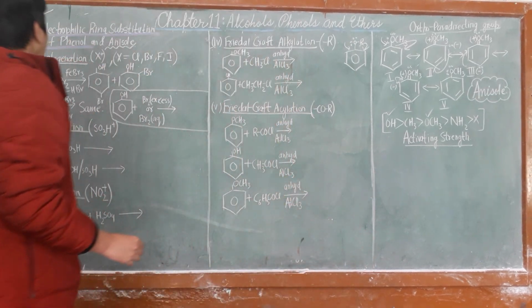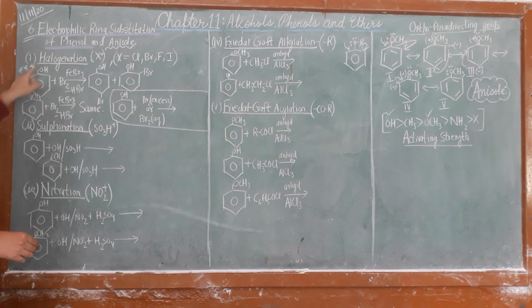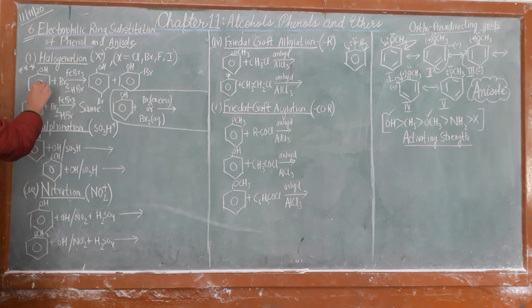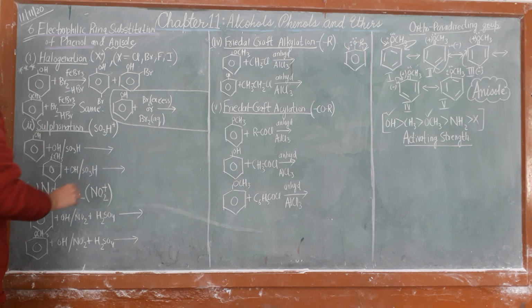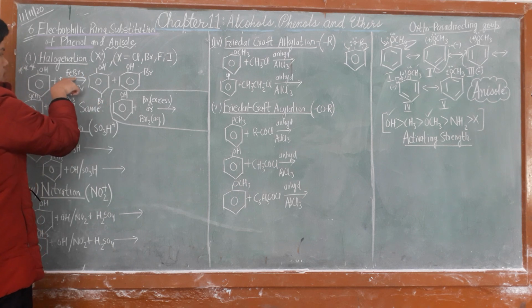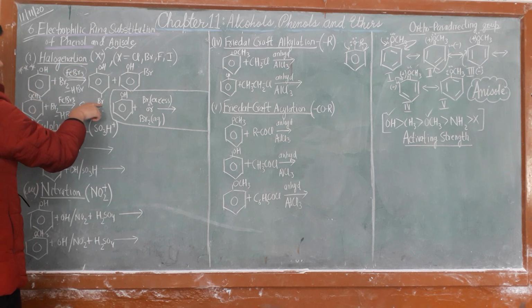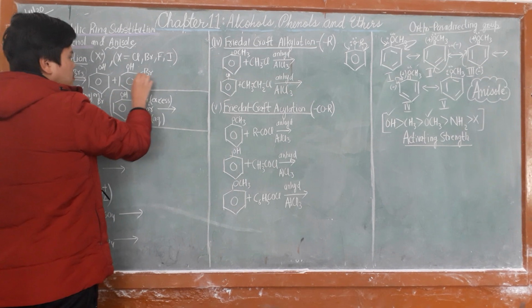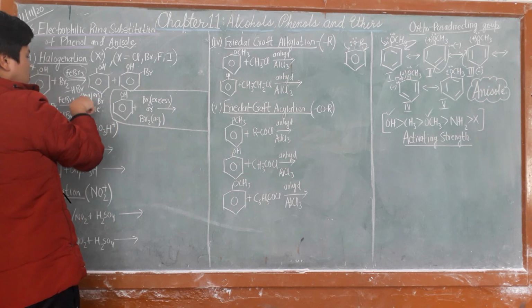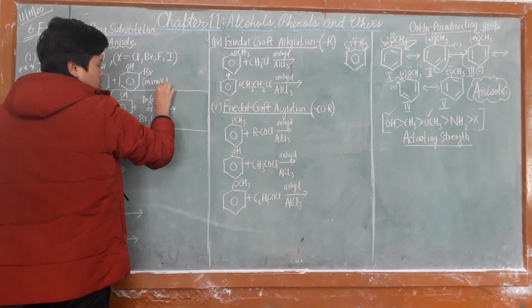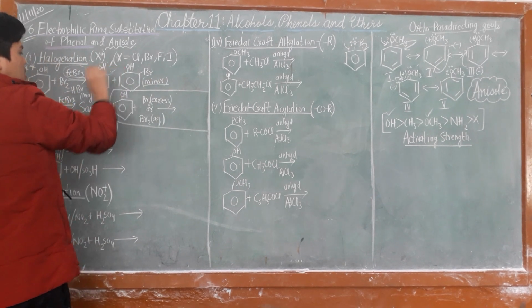Then first, halogenation. Okay, halogenation reaction for phenol and anisole. When we react phenol with Br2 and FeBr3, which is your catalyst reagent, para-bromophenol is your major product. Ortho product, that is ortho-bromophenol, is minor. Para-bromophenol is major, whereas ortho-bromophenol is minor, so less amount of ortho, more amount of para.